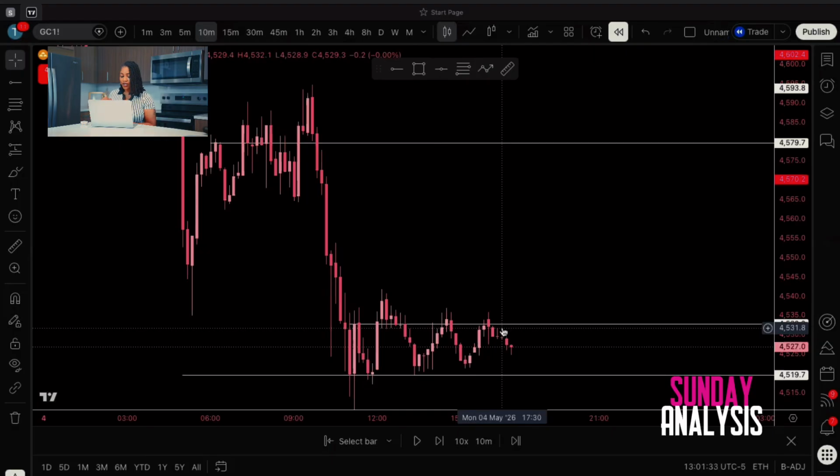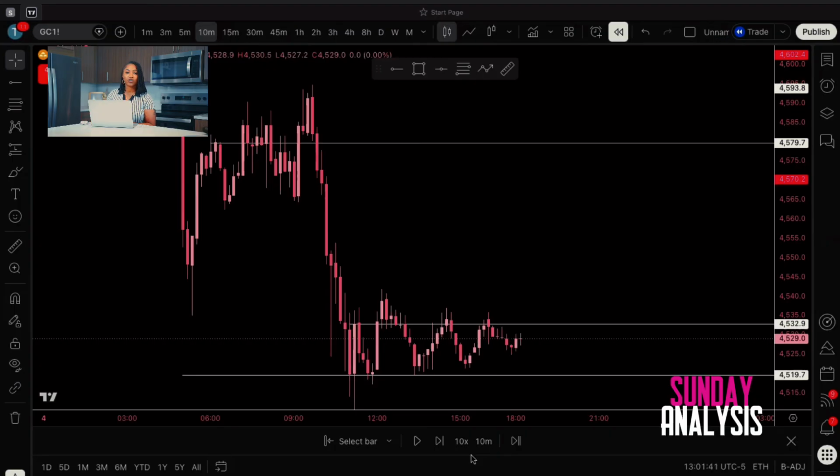You see price is indecisive about which way it wants to go. So this is where patience kicks in, right? Because now you have to wait for structure to form. A lot of times we jump into a trade and the structure is not even there yet. Okay? Wait for structure to form.